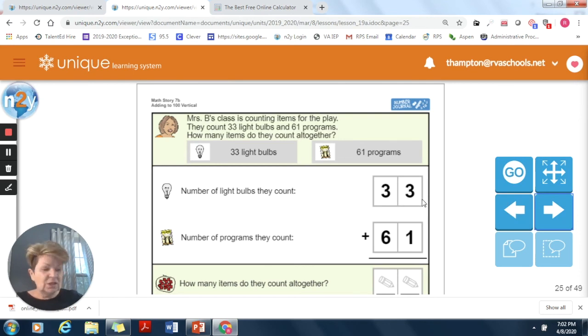Okay, let's see how we can do with this one. So we have Miss B's class is counting items for the play. They count 33 light bulbs and 61 programs. How many items do they count altogether? So you tell me what we're going to do. Okay? We can just simply look at our problem and we can say that we have 3 and we're going to add one more, and that is 4. Good job.